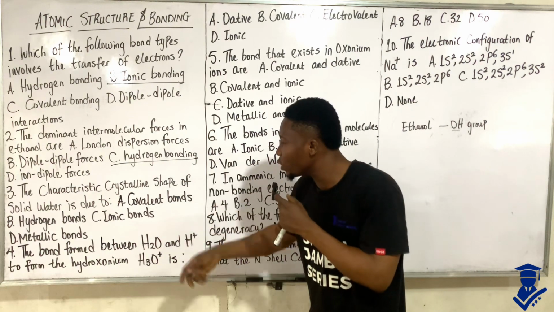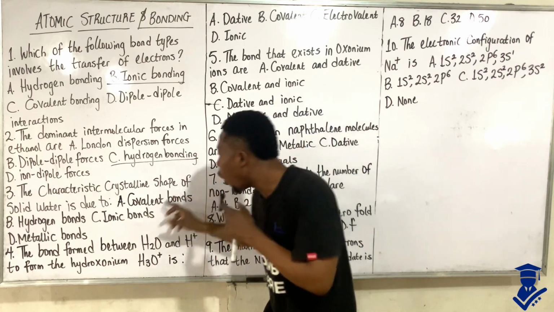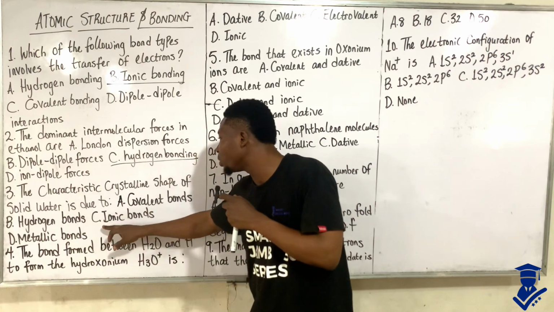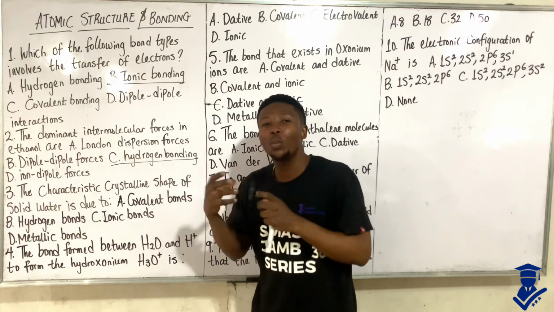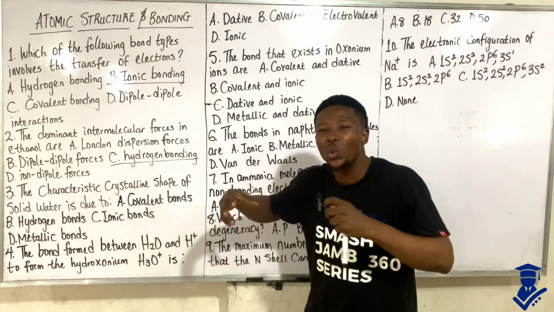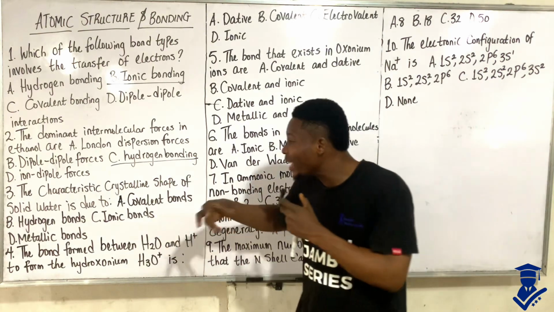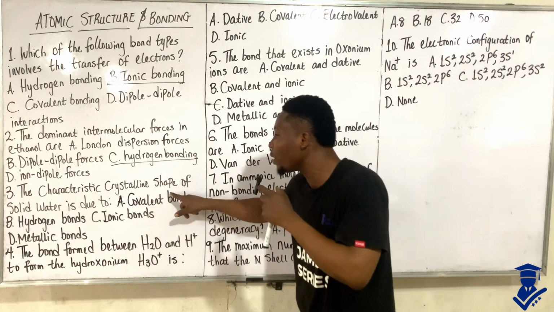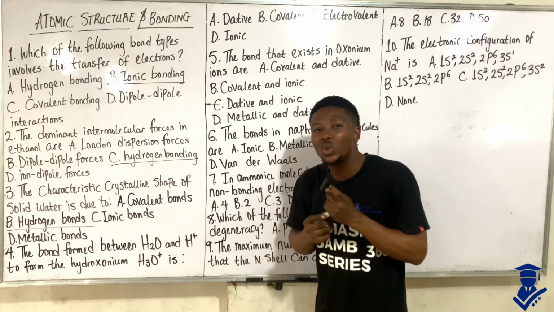Now let's go to the next question. The characteristic crystalline shape of solid water is due to what? A, covalent bonding, B, hydrogen bond, C, ionic bonds, and D, metallic bonds. Now, water molecules form bonding with other water molecules, resulting in a six-sided crystalline shape. So what I'm trying to say is that the characteristic crystalline shape of solid water is due to hydrogen bonds.